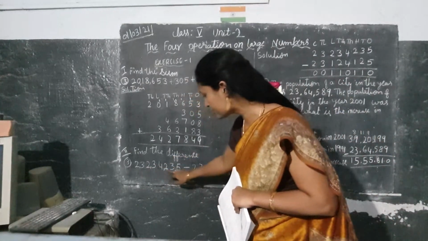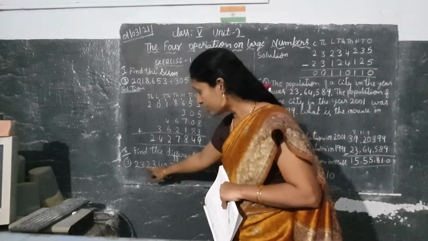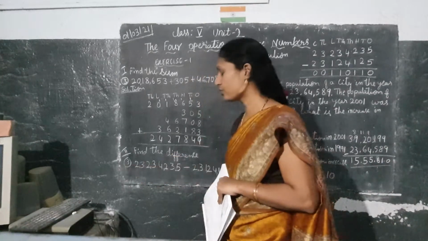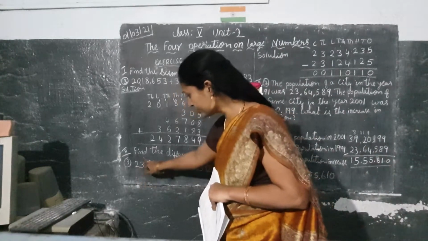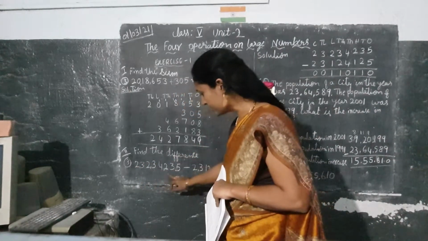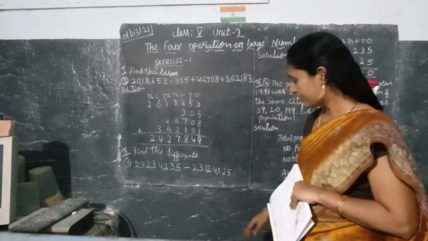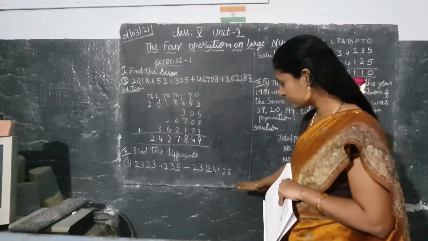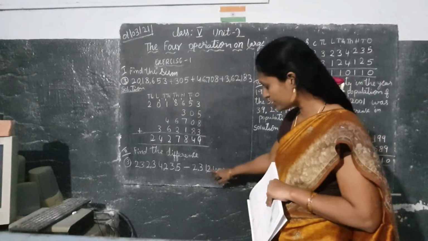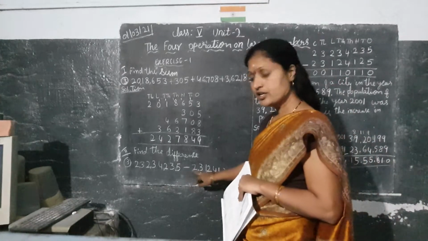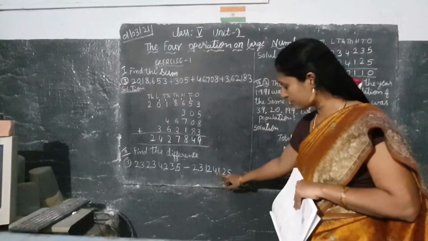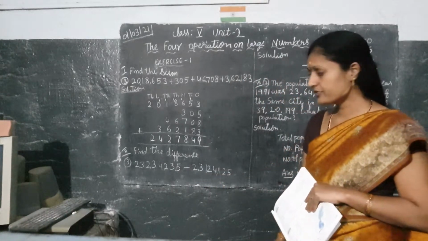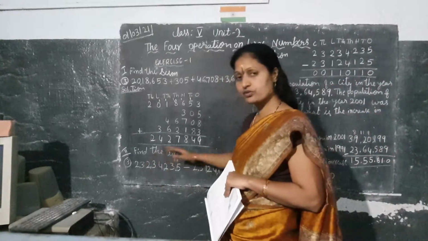See, ones, tens, 100,000, 10,000, lakh, 10 lakh, crore. Crore place you have all. 2 crores, 32 lakhs, 34,235. Now subtract to what number this is? See, ones, tens, 100,000, 10,000, lakh, 10 lakh, crore. 2 crore, 31 lakhs, 24,125 is there. Subtract to this number to this number, children.